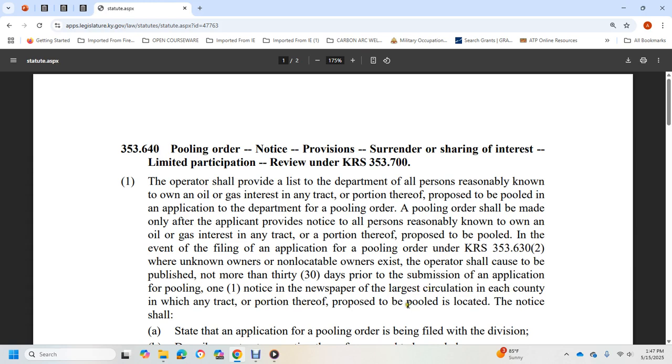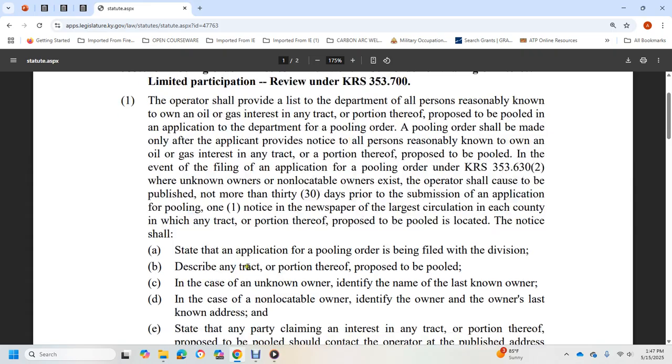Any tract with a portion of the proposed pool is located, with notice stating that the application for the pooling order is being filed with the division, and describing the tract with the portion proposed to be pooled. In this case, the owner is identified by name, and the non-locatable owner is identified with the owner and the owner's last known address.